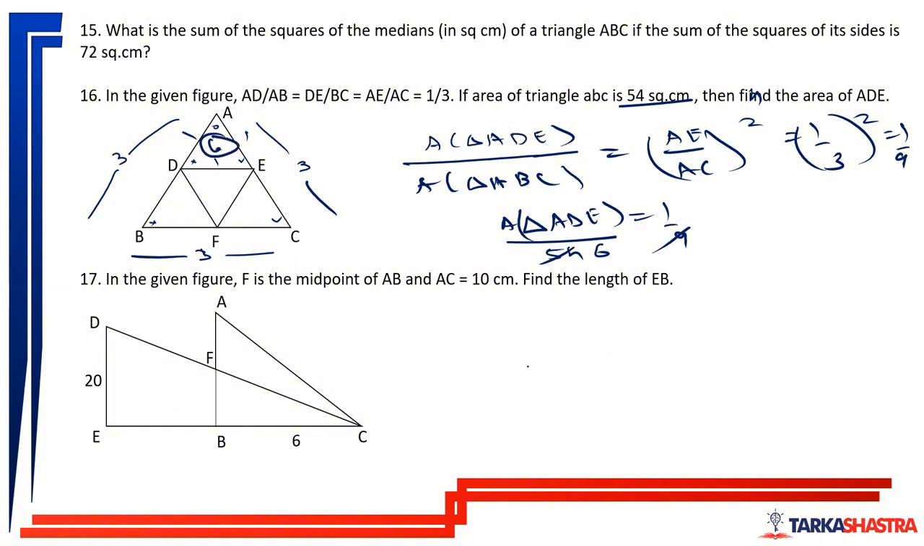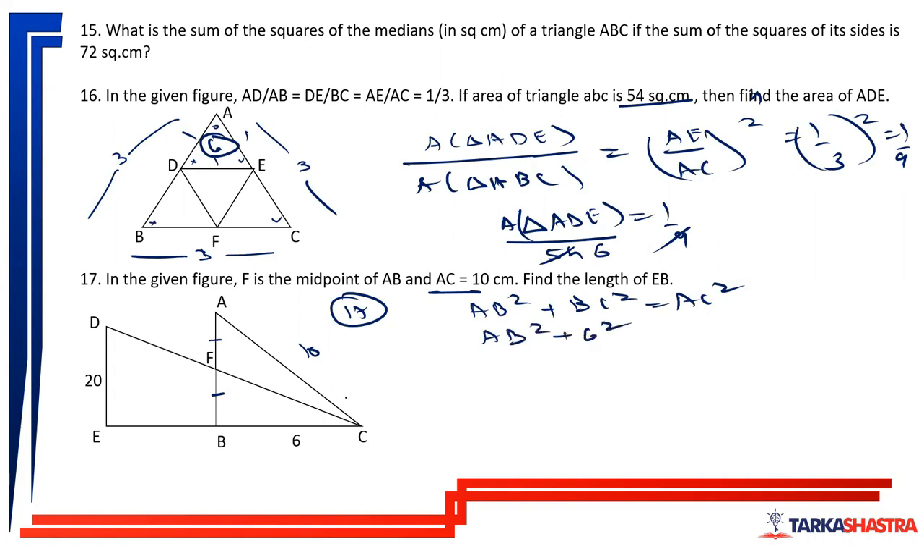Next, 17th question. In the given figure, F is the midpoint of AB. AC is equal to 10 centimeter. Can I find out AB? Yes. AB square plus BC square is equal to AC square. BC square is 6 square, because 6 is provided here, and AC square is 10 square. So AB square is equal to 10 square minus 6 square, that is 100 minus 36, that is 64. So AB is equal to 8. If AB is equal to 8, this will be 4, this will be 4.